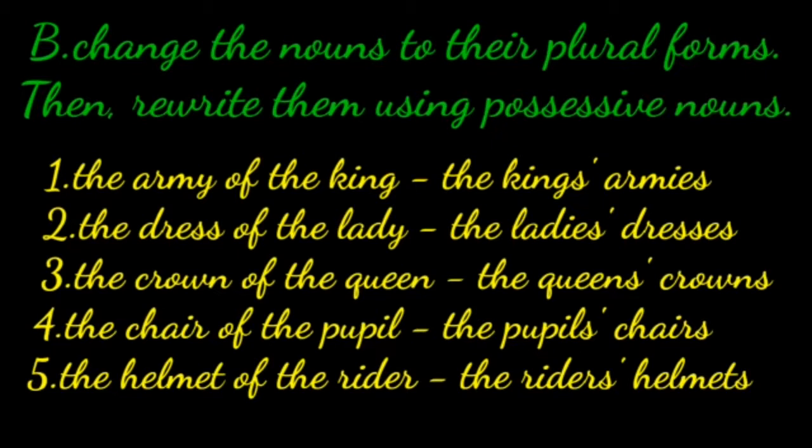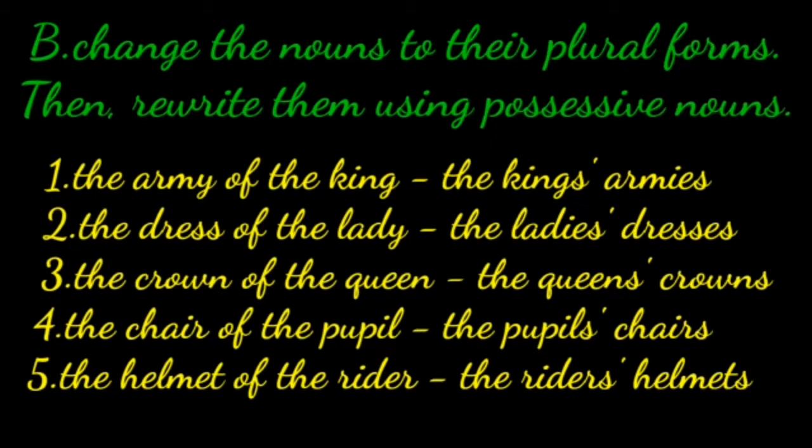The king's armies. Second one, the dress of the lady. The answer is the lady's dresses. The lady's dresses. Third one, the crown of the queen. I repeat once again. The crown of the queen? The answer is the queen's crowns.